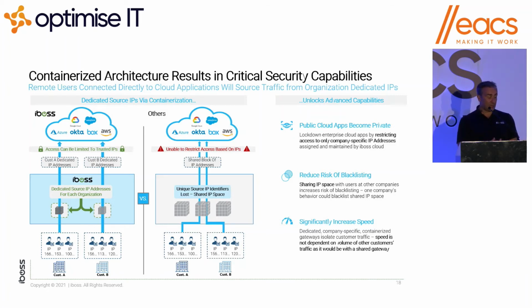What happens with these multi-tenant services over here on the right is that, again, it's a shared environment. So you lose that individual identity as you use services on the internet. And what happens is customer A and customer B here may be using IP addresses that are intermixed.